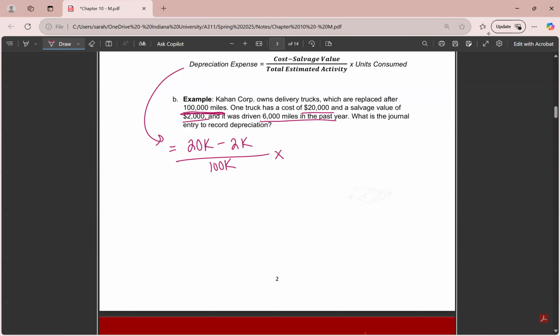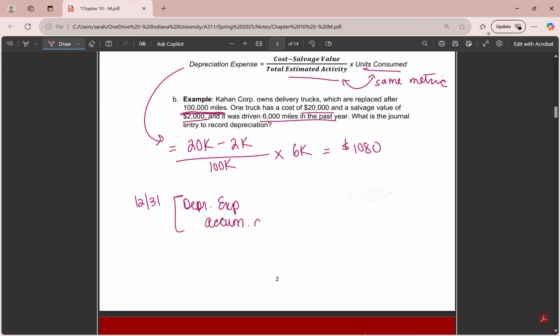So the metric for this and the metric for the estimated activity are going to be the same. Same metric, which in this case is miles. The truck has been driven 6,000 miles out of a total of 100,000. We multiply this out to get 1,080, and that is the depreciation for the year. So December 31st, we debit depreciation expense and we credit accumulated depreciation for the 1,080.